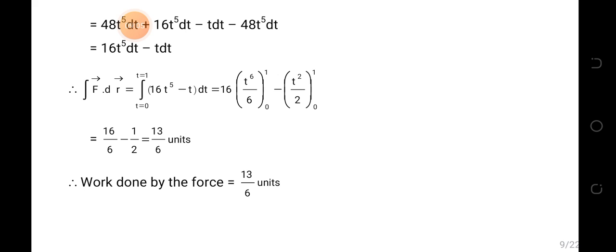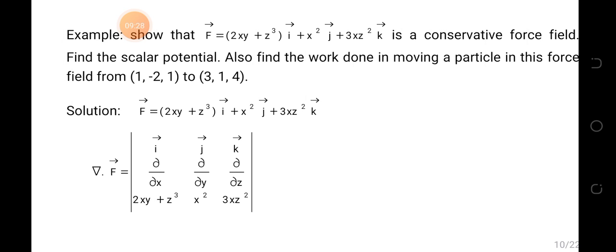Then you have to simplify all the values and apply the integral. Here you have to take the limits which are given already, t varies from 0 to 1. So there you have to do the normal integration. Finally, you are getting 13 by 6 units. So the work done by the force is 13 by 6 units.